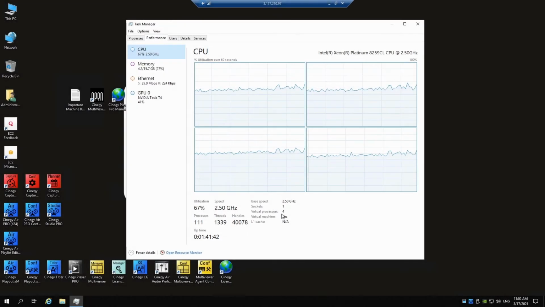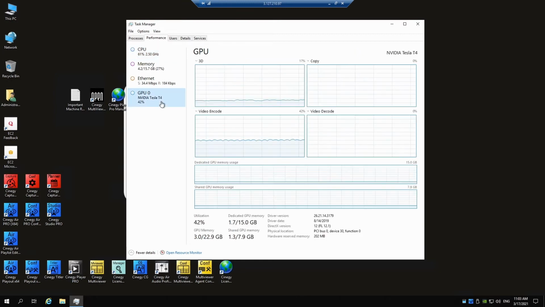Okay, so here we have the AWS G4 instance. I'm currently running three HD channels in 1080p 50 with three SRT outputs connected. As we can see, the loading is actually not too bad. The CPU is averaging about a 60% load, and the GPU, which is the newer Tesla T4, is averaging about a 40% load on the video encode.